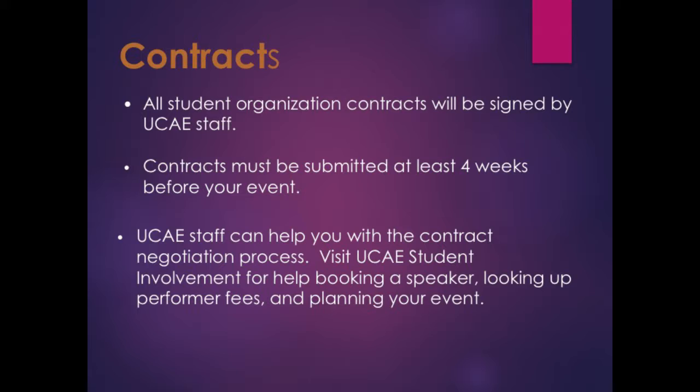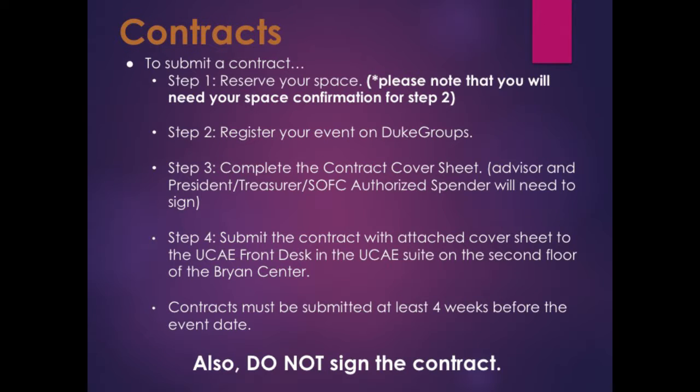If your organization needs a contract signed, it must be submitted to UCAE at least 4 weeks before your event. Processing time depends on the complexity of the contract and the event because it may need to be reviewed by multiple offices. Some contracts can take up to 8 weeks to process, so submit it for review as early as possible. To submit a contract to UCAE, do the following.